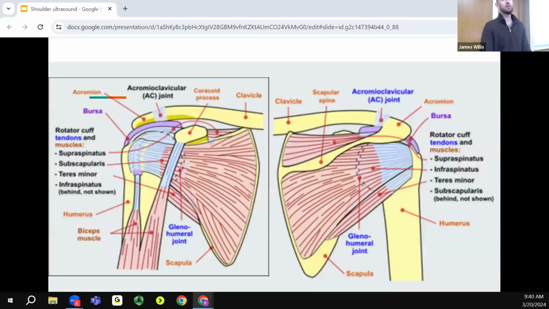So here's anatomy. The rotator cuff around your glenohumeral joint is going to be your SITS muscles: your supraspinatus, which you see here, your subscapularis, which runs under the long head of the biceps. And then in the back, you have your infraspinatus and your teres minor, which you see here too. Those hold together your glenohumeral joint, which is where your humeral head sits in the shoulder socket.